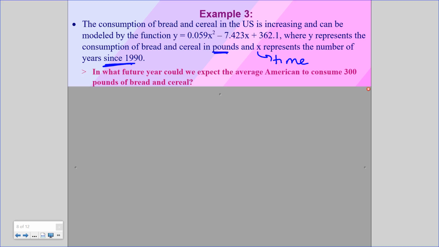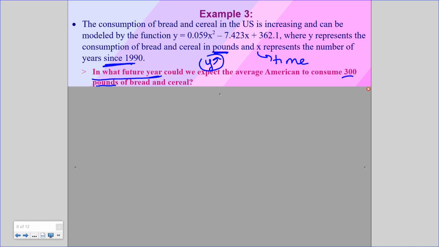So y is represented by pounds. All right, so let's look to our first question. In what future year could we expect the average American to consume 300 pounds of bread and cereal? So 300 pounds right there should tell you or link up with the y variable. So right away, this means to replace y with 300. We also know that y should be the one we're replacing because it's asking in what future year.